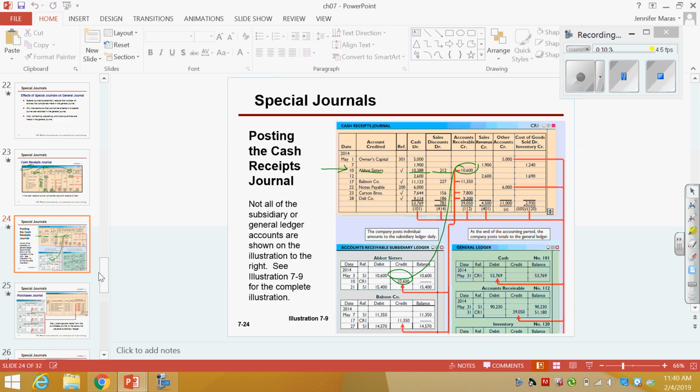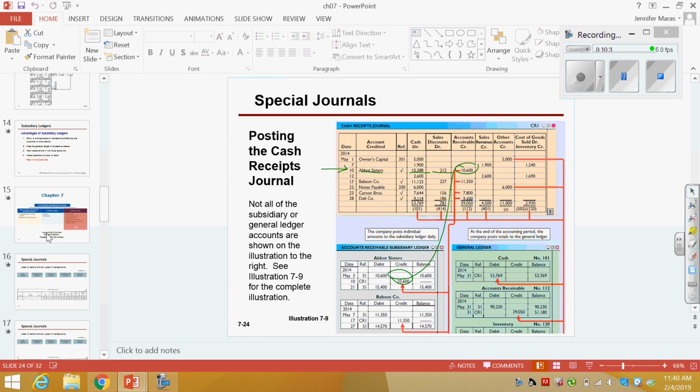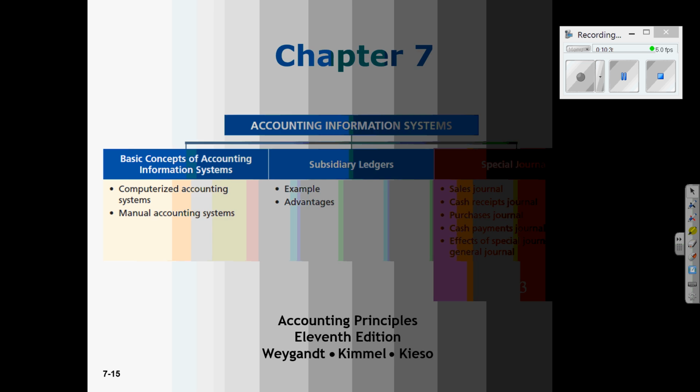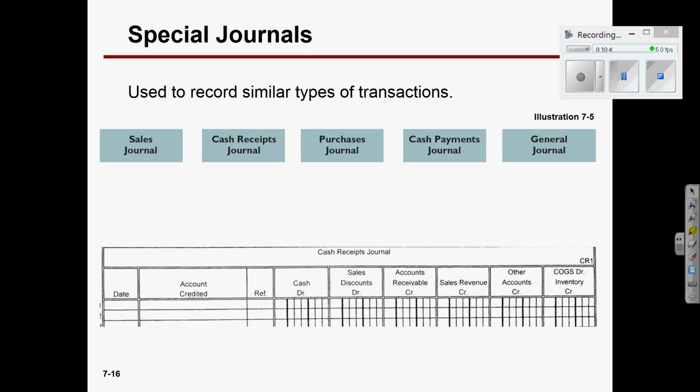Got lost. What I want you to leave here today knowing is the job of each of the journals, starting with the cash receipts. When we receive cash, what's happening usually? There's a transaction, and cash is it debited or credited when we're getting it? Debit. Debited. Very good. Money came to us. Okay. So a cash receipts journal only is going to have cash debit.